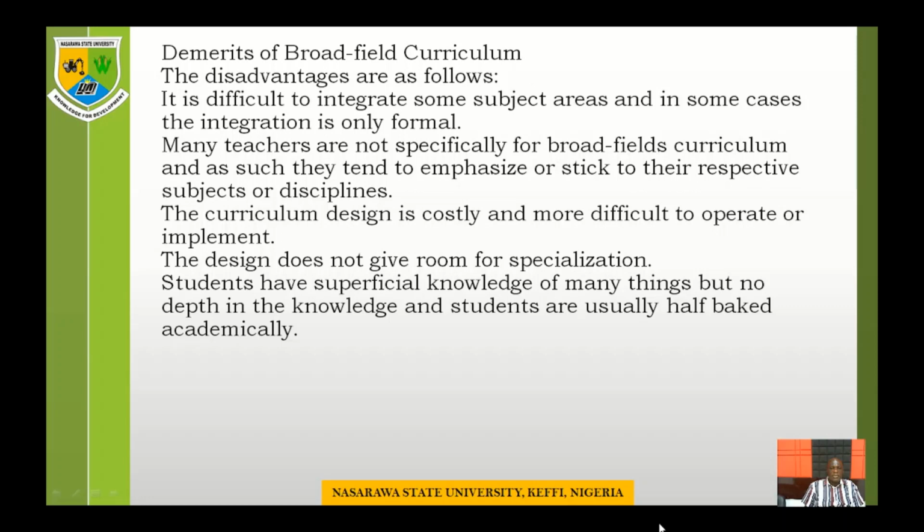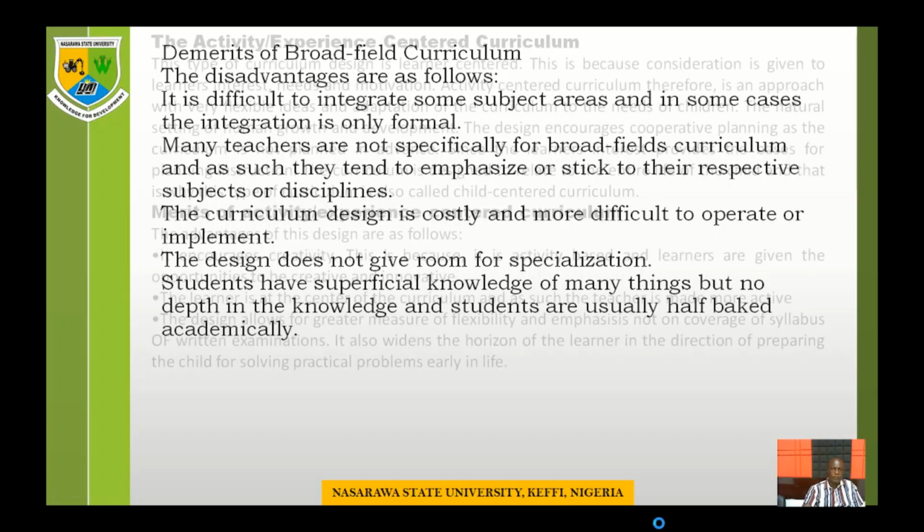That is to say, one of the disadvantages, you discover that students will have very, very small knowledge. If you are reading integrated science, you pick small knowledge of physics, small knowledge of chemistry, small knowledge of biology, small knowledge of mathematics, but you don't know deep. When they are looking for a biology teacher and you read integrated science, you say I know chemistry, I know physics, but you have no sound or depth knowledge on those things. You are half-baked. That is the disadvantage of a broad field curriculum.